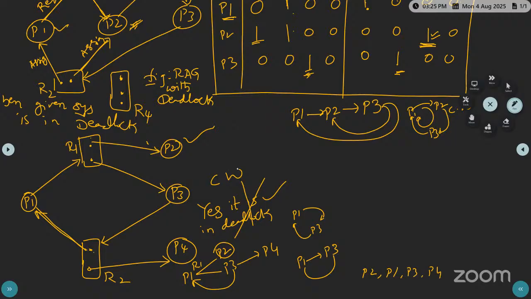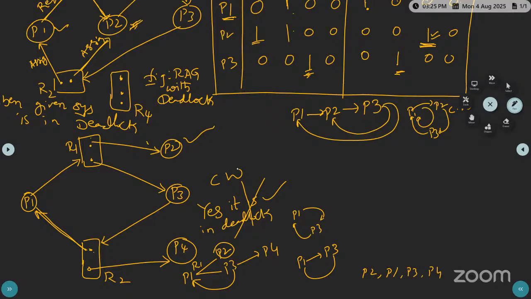Consider the following graph and whether it is in deadlock or not. If a resource allocation graph contains a circular wait condition, is the system in deadlock or not? The answer is we cannot say either way. Sometimes it is, sometimes it may not be. Exactly, we cannot say it is deadlock.